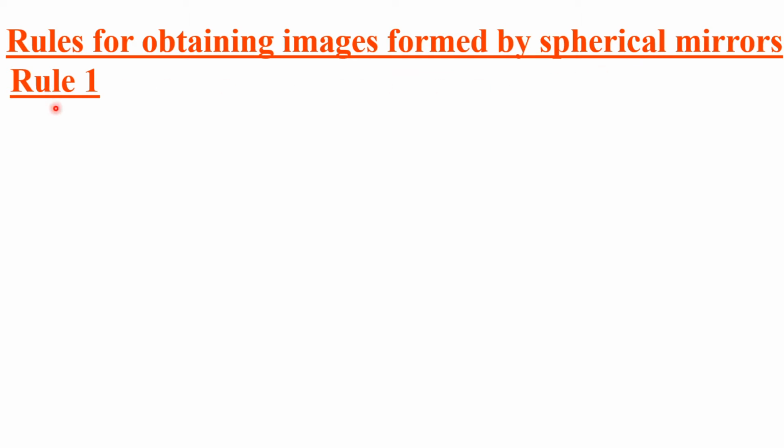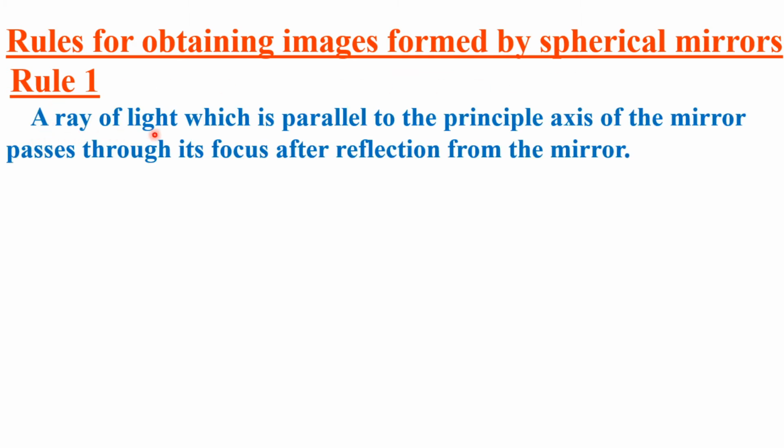In this chapter, we are going to study the rules for obtaining images formed by a spherical mirror. Rule number 1: a ray of light which is parallel to the principal axis of the mirror passes through its focus after reflection from the mirror.